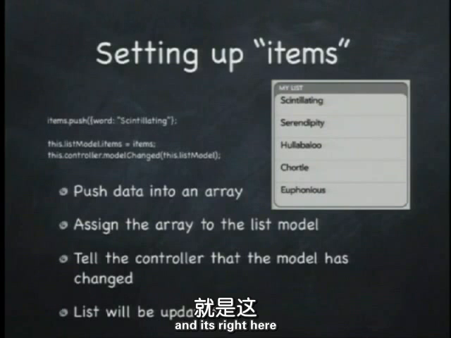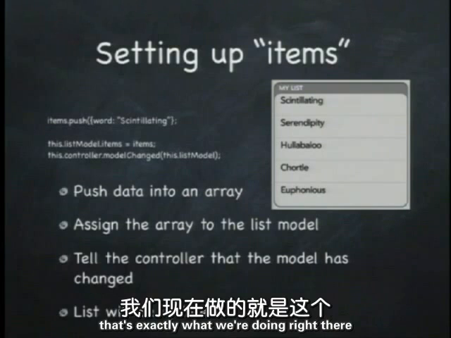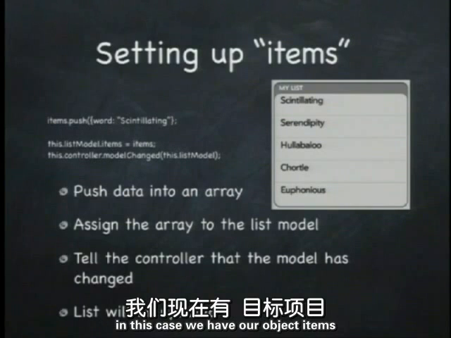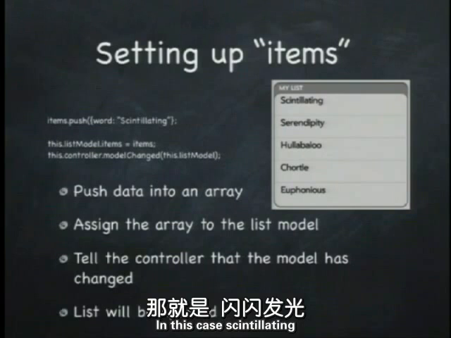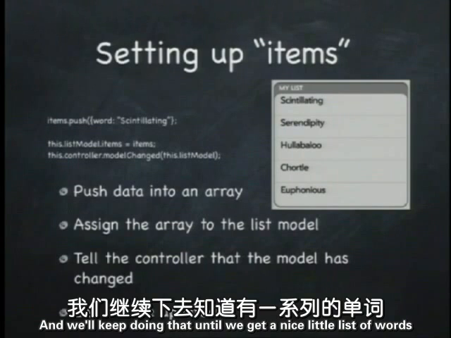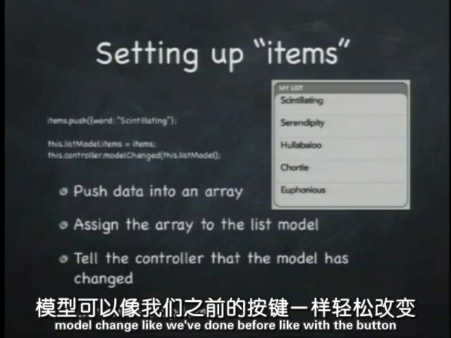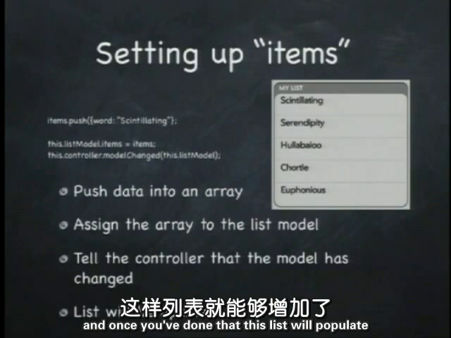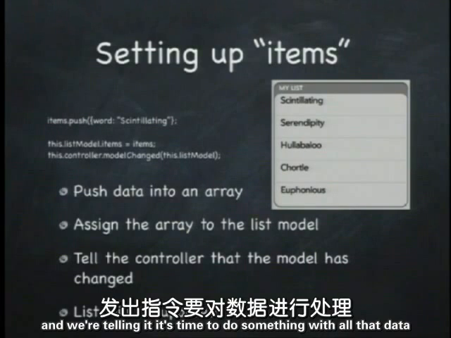And it's right here. Everybody know how to use JavaScript to push items into an array? That's exactly what we're doing right there. In this case, we have our object items, and it's an array, and we're pushing stuff into it. In this case, Word. In this case, scintillating, and we'll keep doing that until we get a nice little list of words, and say this list model.items equals items, and then model change, just like we had done before. Remember, with the button. And once you've done that, this list will populate. We're pushing the data into the array, and telling it that it's time to do something with all that data.